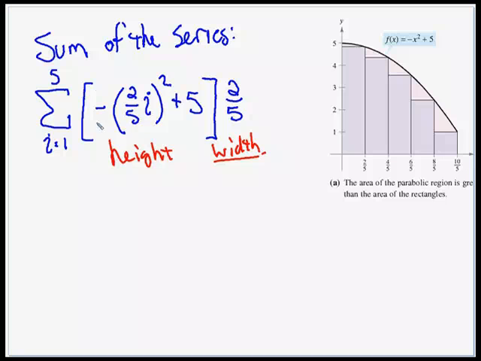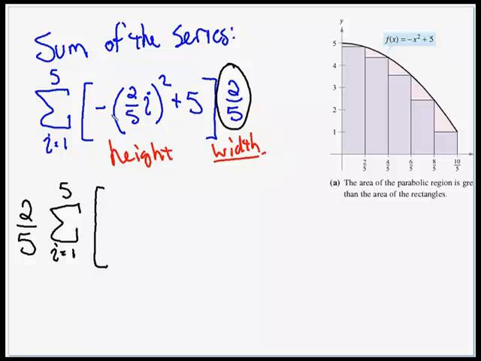So we want to get this into a form that we can use those formulas from earlier in the video. This 2/5 is just a constant. We can pull that out front. So we're going to have 2/5 times our summation from i equals 1 to 5. And let's start playing around with the numbers inside here. We're going to have negative, and when we square 2/5 i, 2/5 squared is 4/25 i squared, plus 5.